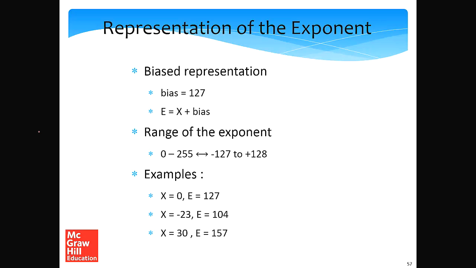So let's now take a look at the representation of the exponent. The exponent uses the biased representation in the sense that if the exponent is equal to x, then we actually save x plus the bias. So in this case, it allows us to represent negative exponents as well. So we can actually represent exponents in the range of minus 127 to plus 128. Since the bias is 127, what we actually save in this case is 0 till 255, which is a total of 256 numbers.